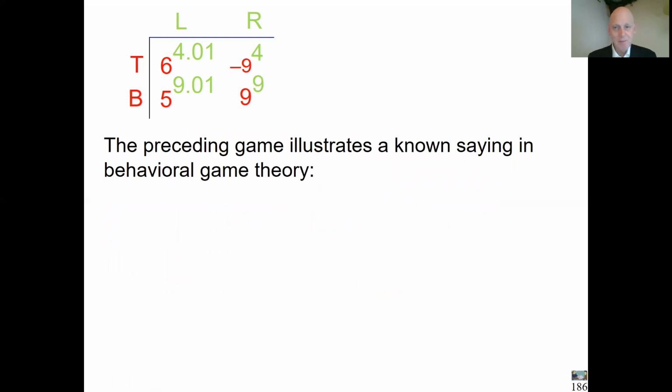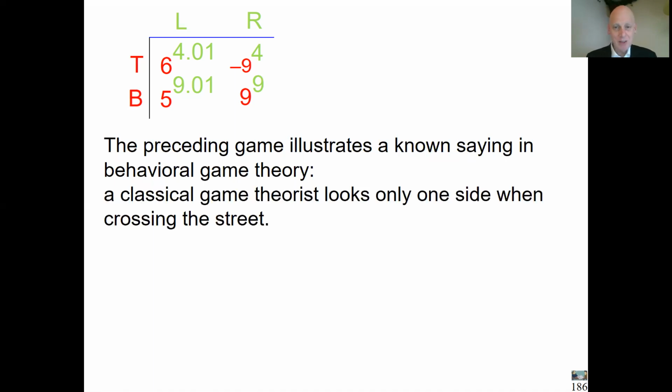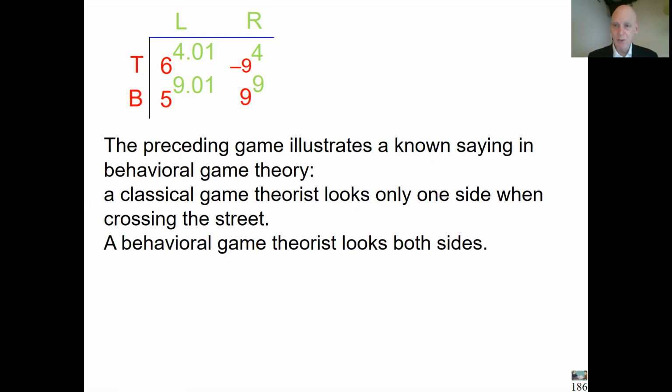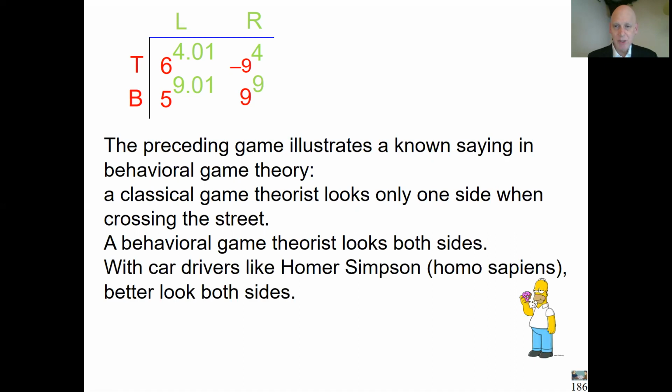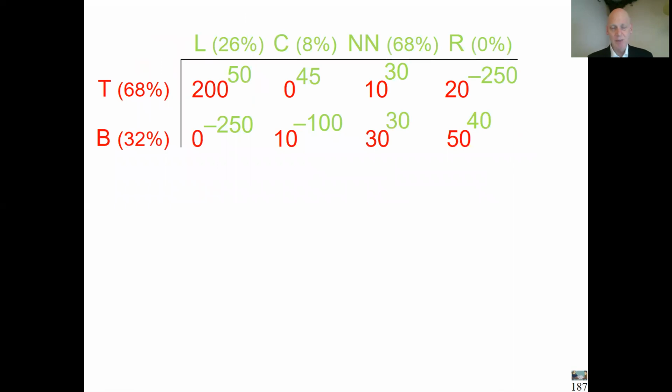There's a saying, and this game illustrates it. Sometimes they say, if you are a classical game theorist, you only look one side when crossing the street. If you are a behavioral game theorist, you always look both sides. There are always weird people, the Homer Simpsons, you can reckon with all the possibilities. It's empirically realistic to do so. Now let's go to experimental real data, a game that was really done.